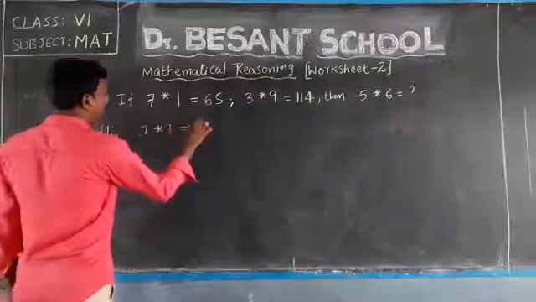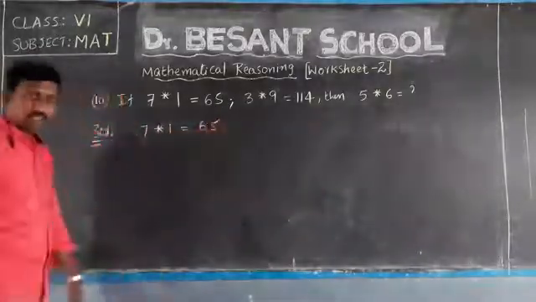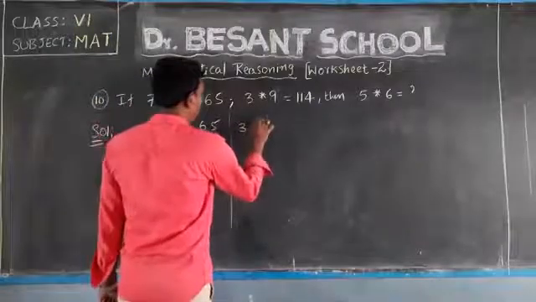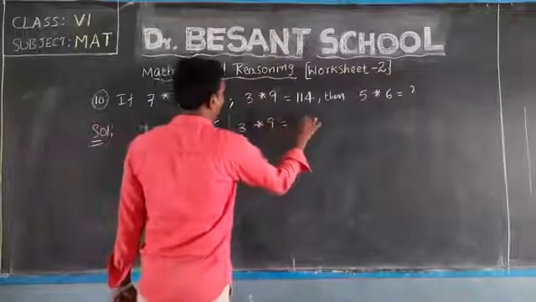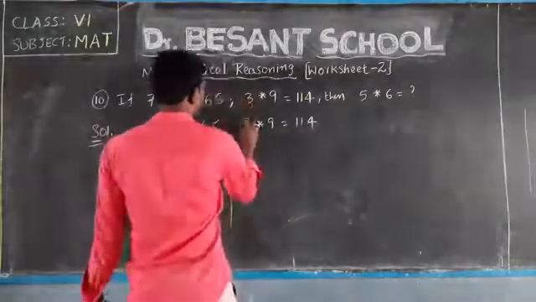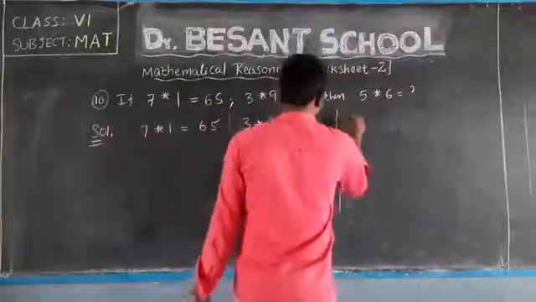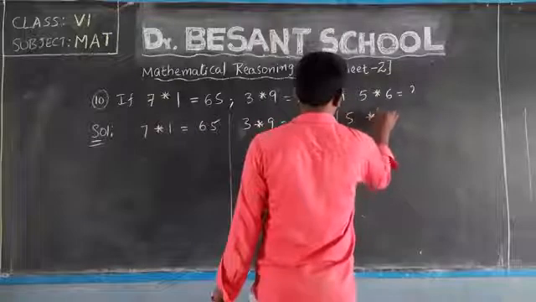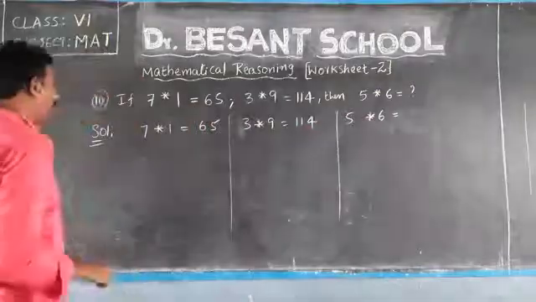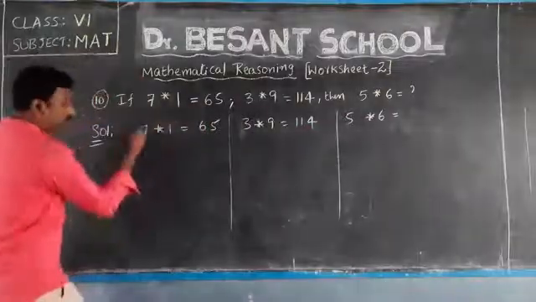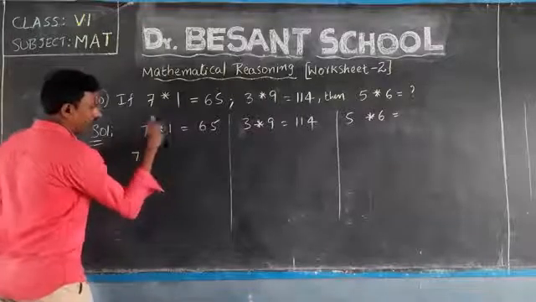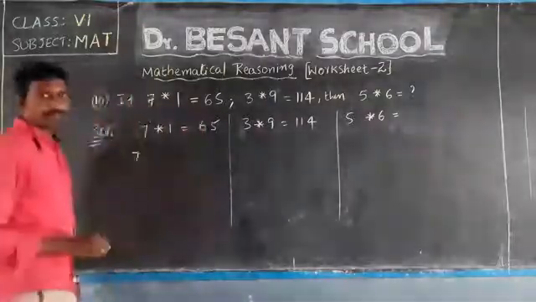7 star 1 is equal to 65. Okay. Here we'll check out 3 star 9 is equal to 114. Okay. Now here we will obtain our relation. By using the logic, we will be able to get this one. 5 star 6 equal to how much? Let us check out here. This is 7, no? So 7 and 1 are there, we got 65.